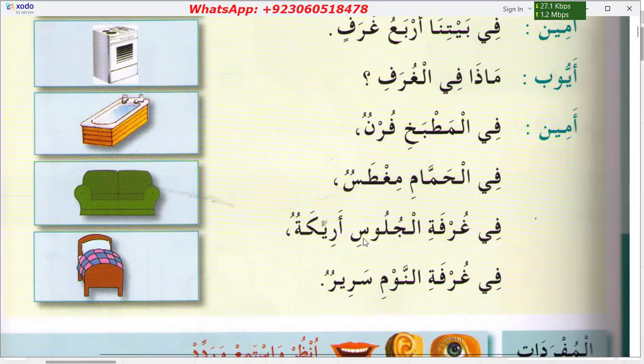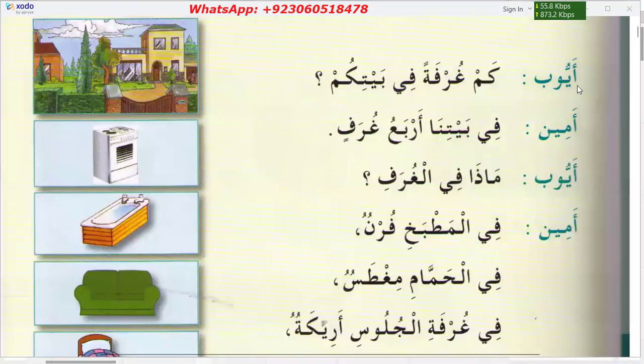Who wants to read? I can read. Safi, you are Ayub. Anyone else? Mr. Muhammad, do you hear me? Okay, Safi, read this aloud.